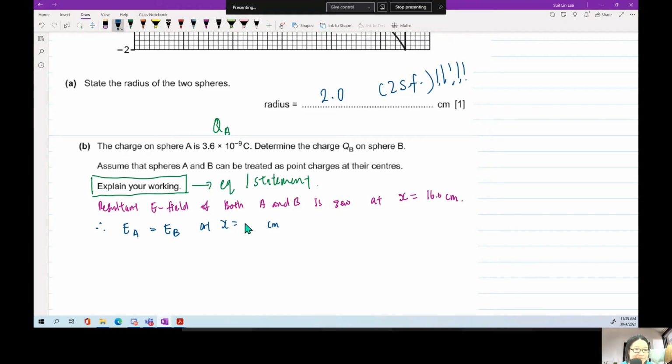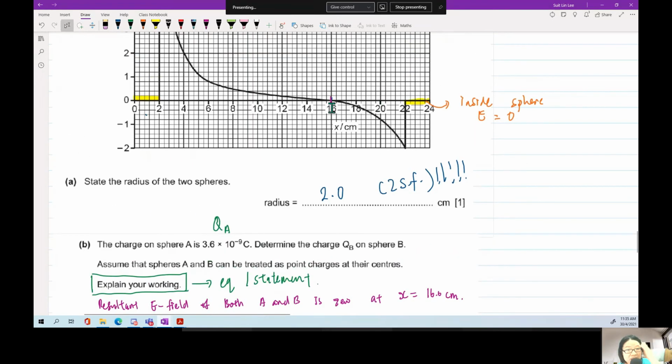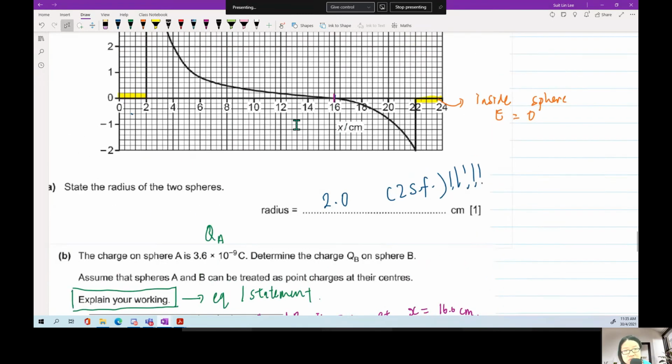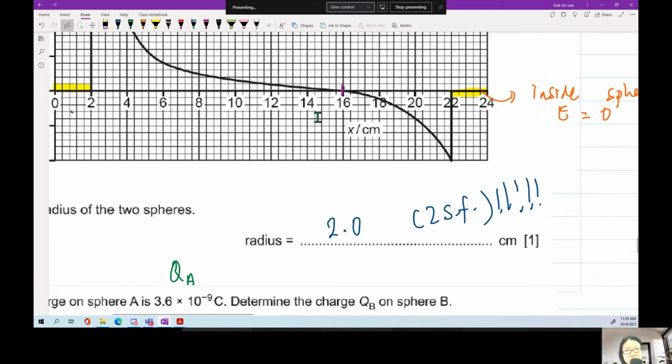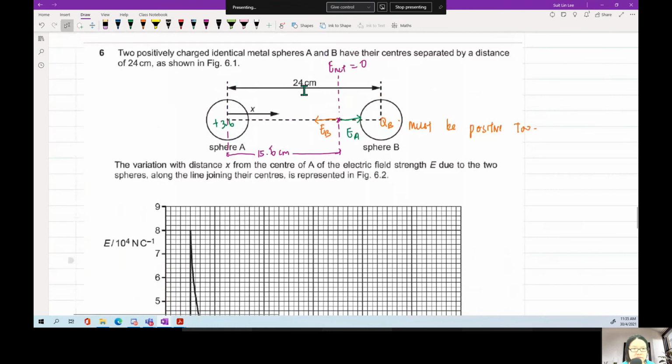Okay. 16.0. So normally there's a range one. But you have to look at it carefully though. Does it look like 16? I think where it cuts the axis. Can lah. It looks like 16 at this point. Okay, let me amend the diagram.